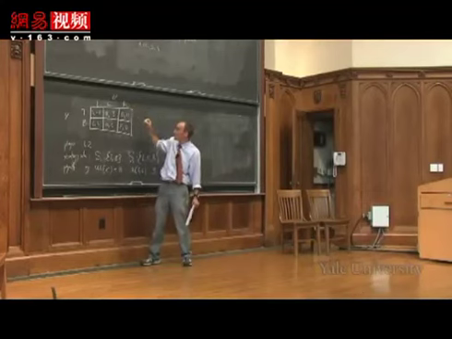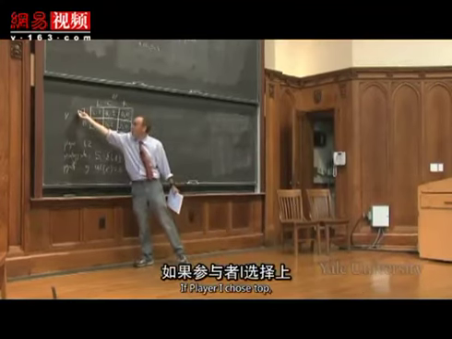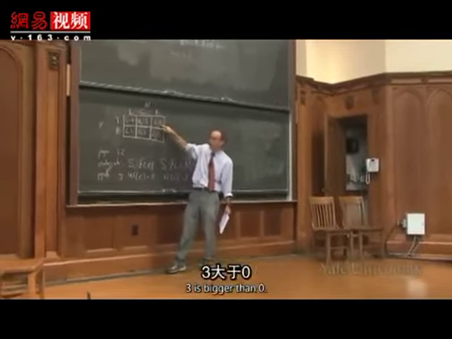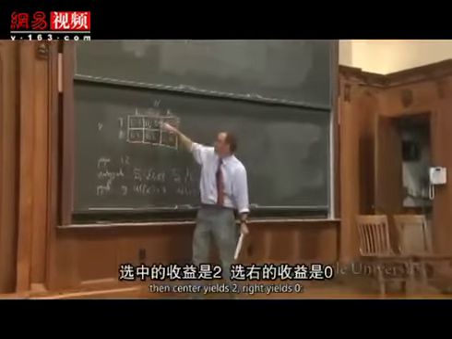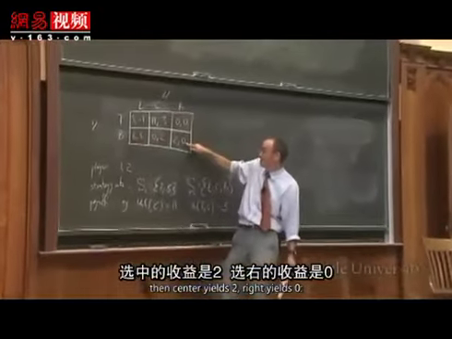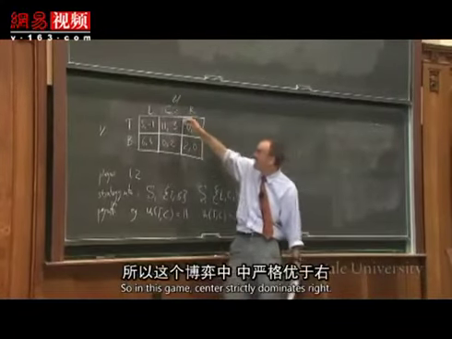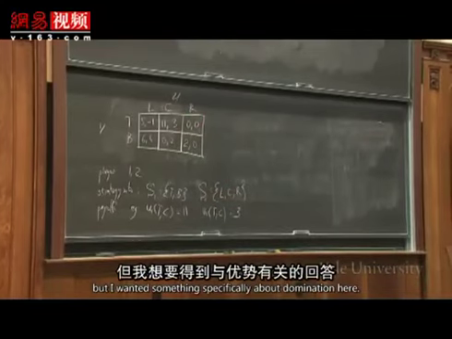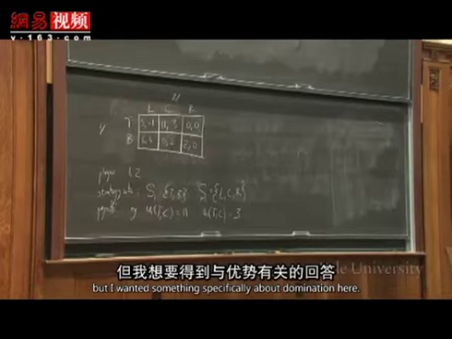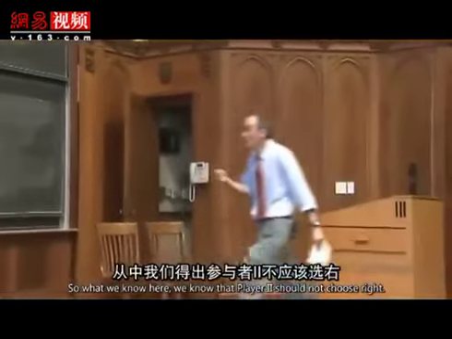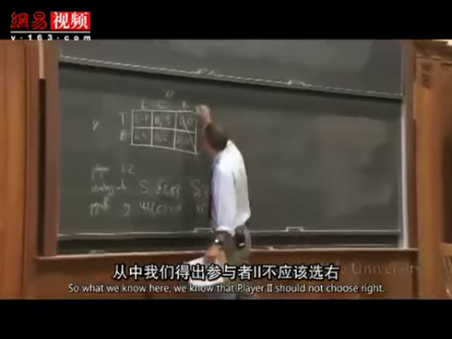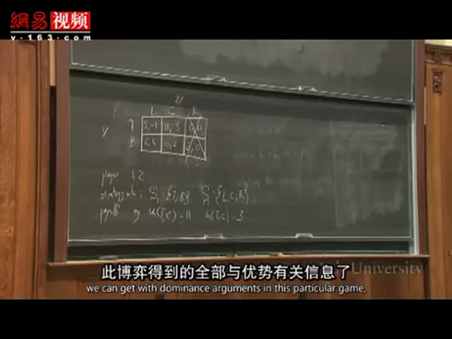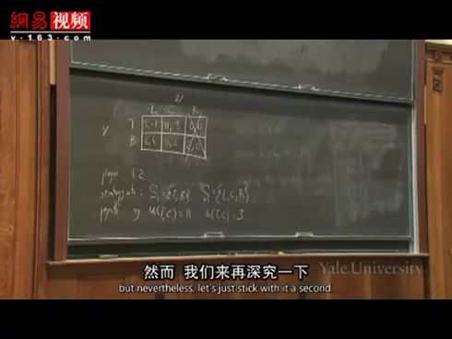To see that, if player 1 chooses top, center yields 3, right yields 0, and 3 is bigger than 0. And if player 1 chooses bottom, then center yields 2, right yields 0, 2 is bigger than 0 again. So in this game, center strictly dominates right. What you said was true, but I wanted something specifically about domination here. So we know that player 2 should not choose right. In fact, that's as far as we can get with dominance arguments in this particular game. But nevertheless, let's just stick with it a second.